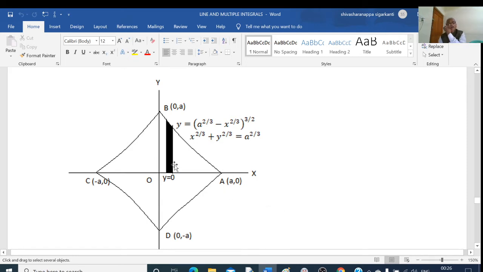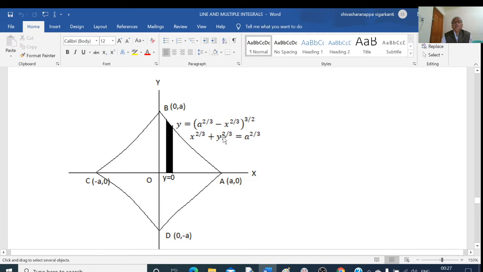Here, if I take this curve from A to B only, then what are the limits? If I take the strip along the y-axis, y equal to 0 here. At this point, this is the top of the strip. The y value is given by a raised to 2 by 3 minus x raised to 2 by 3 to the power of 3 by 2, because we have its equation x raised to 2 by 3 plus y raised to 2 by 3 equal to a raised to 2 by 3.